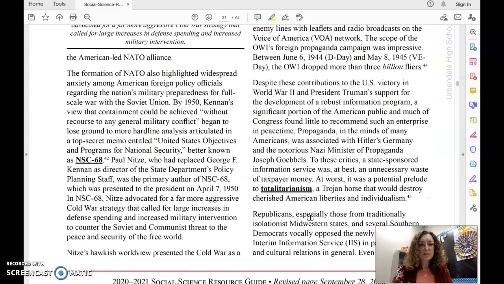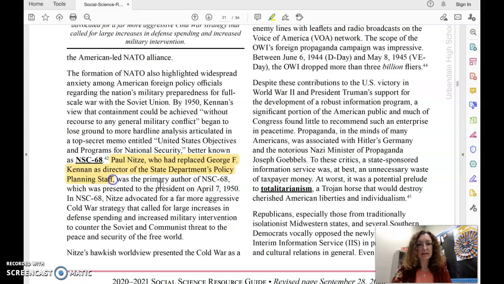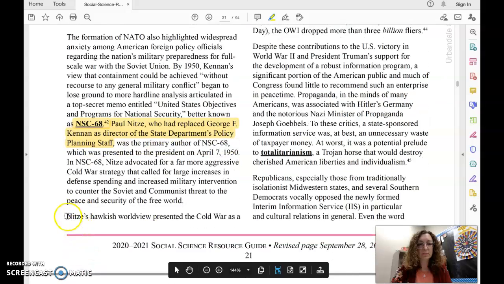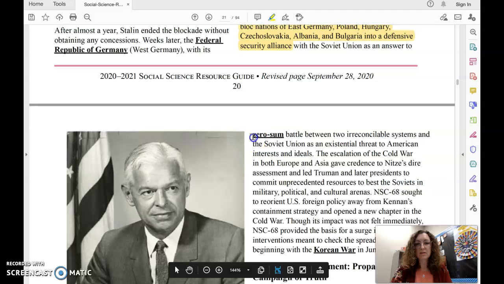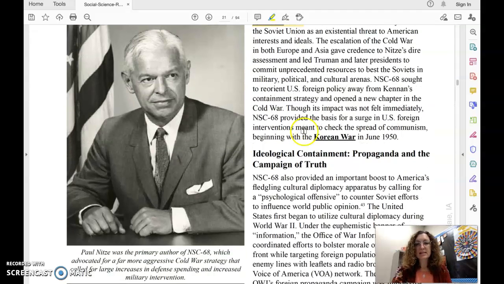We start to switch from Kennan's ideas of just containment to Paul Nitze. He replaces Kennan and comes up with this NSC 68. This is a much more hawkish view. So he sees the Cold War as what's called a zero-sum battle. So that means that no one can win without someone else losing. This sets the stage for the Korean War.